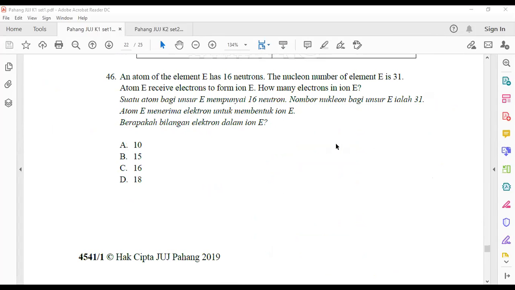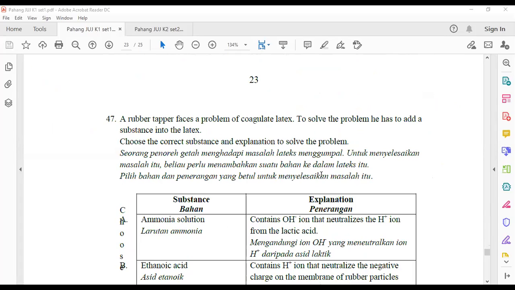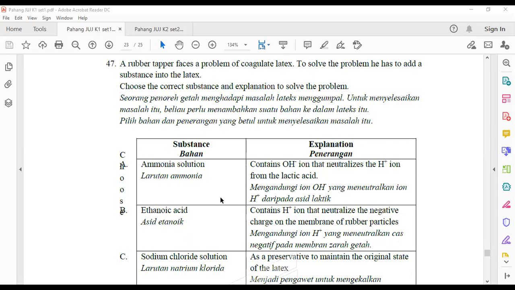Question 46, your answer is D, donkey. Anyone has a problem? No problem. Okay, 47, your answer is A, apple. Any problem? No problem. And please, I remind you, you have to know how to explain why the ammonia solution can prevent coagulation from occurring, and on the other hand, why the ethanoic acid can cause coagulation to occur.